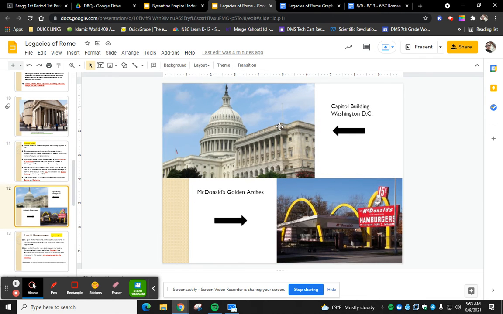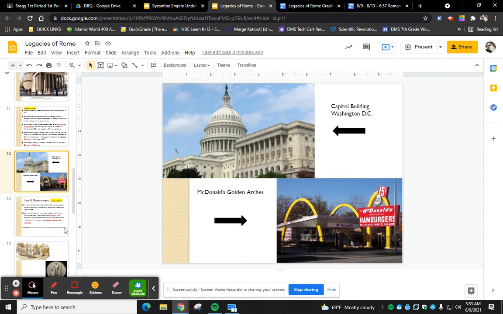Okay, so here we have the Capitol building. All right, we can see some art. We can see some arches. We see that with windows. We see some columns. We have a dome up here. And you see the arches in McDonald's. Okay, we see arches everywhere. We have columns in a lot of places. We have arches in a lot of places. We have domes in a lot of places. We use them a lot in our architecture.